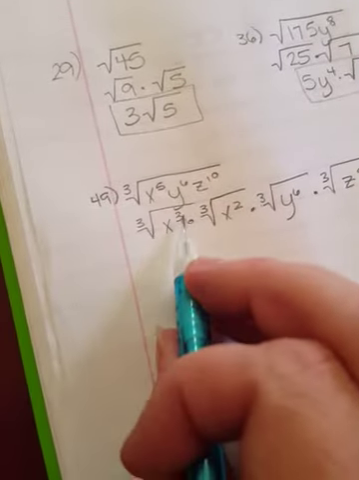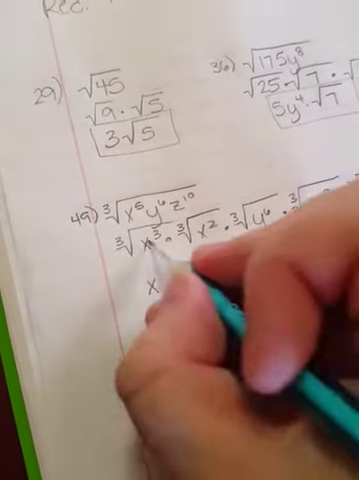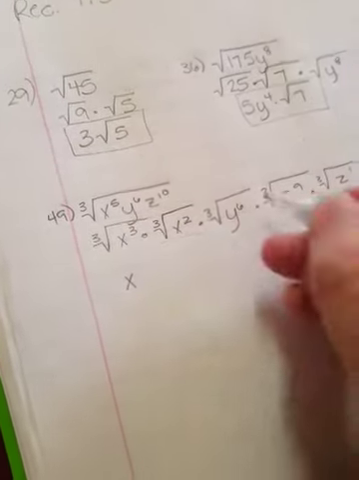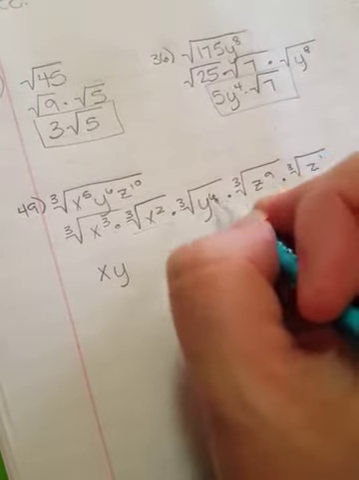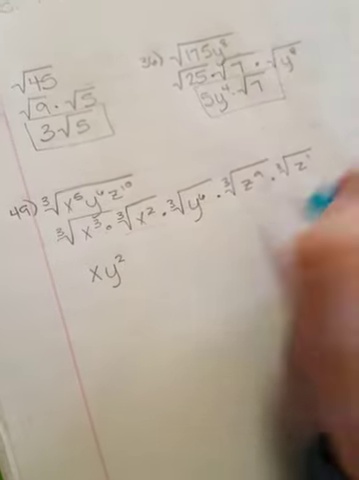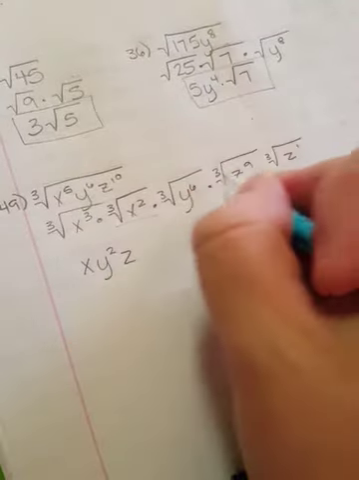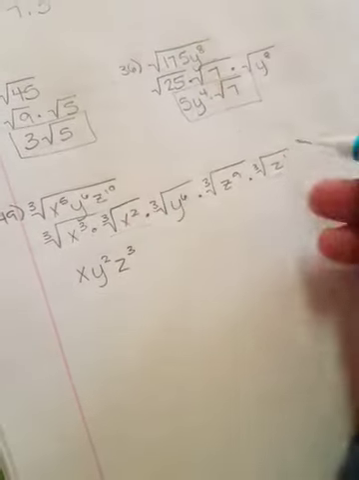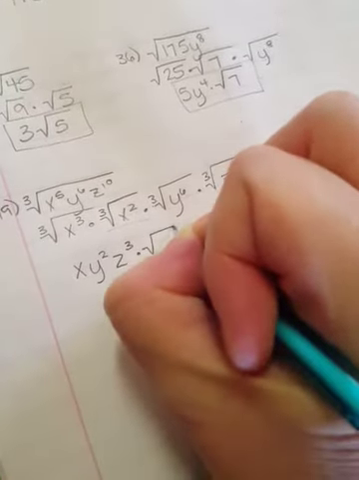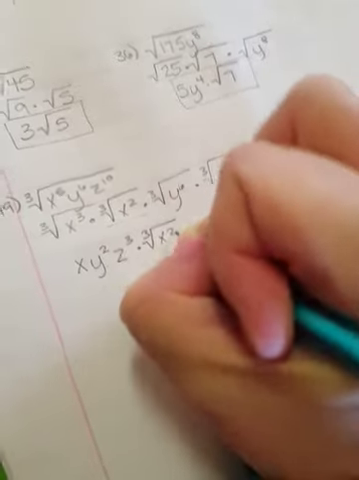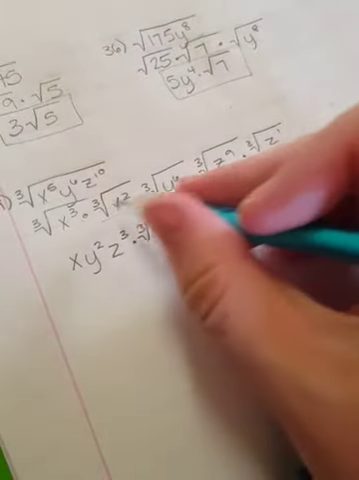So right here, the cubed root of x to the 3rd is x. And you leave this one. This one can be cubed, so you have y, the cubed root of y to the 6th is y squared. And then this one would be z to the 3rd. And then you have your leftovers, which is the cubed root of x squared z. And I believe that's it.